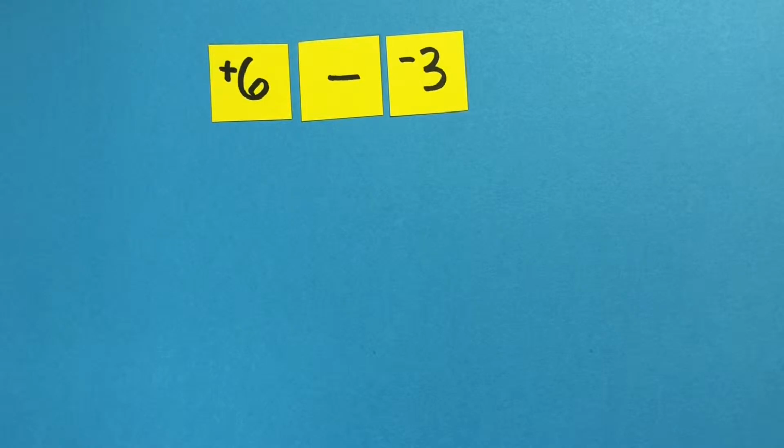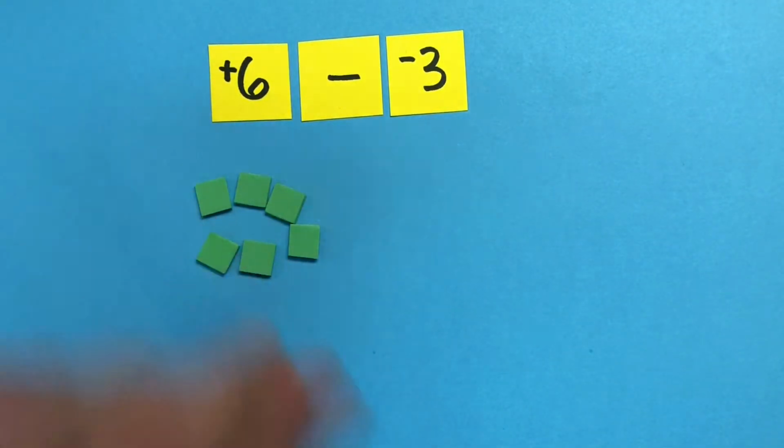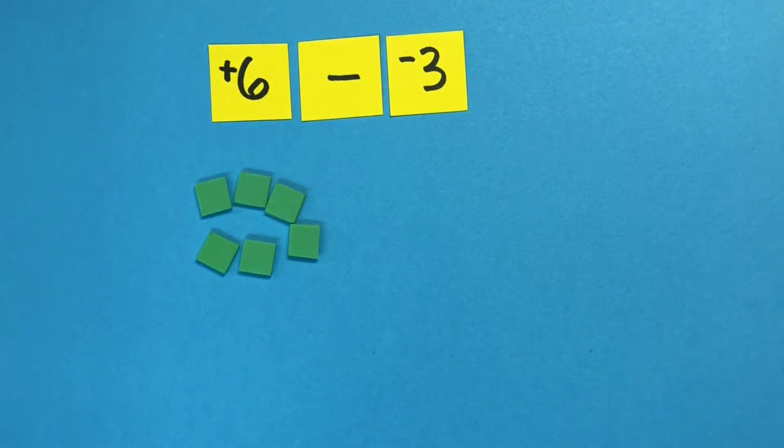Here we have positive 6 minus negative 3. So we'll start off in the same way that we did for the other subtraction ones. We start off by making our positive 6. And now we have to subtract away negative 3. In other words, take away 3 negatives. But we don't have any negatives here to take away. But that isn't a problem if students remember the very first lesson we did with integers.